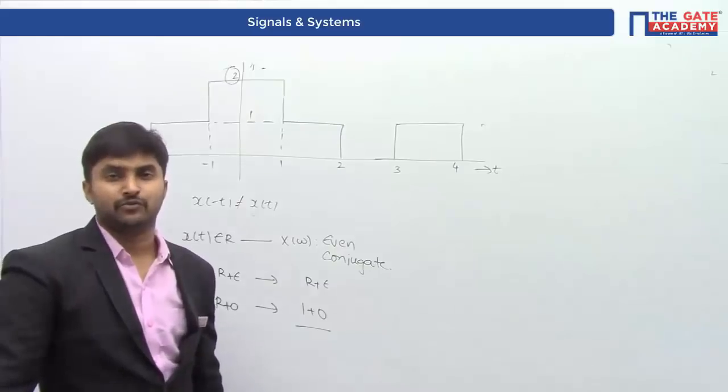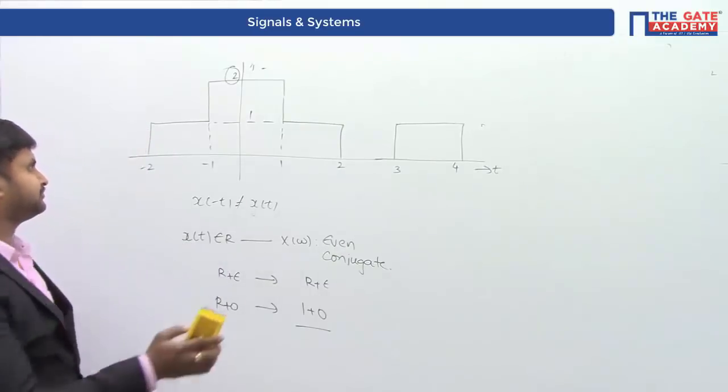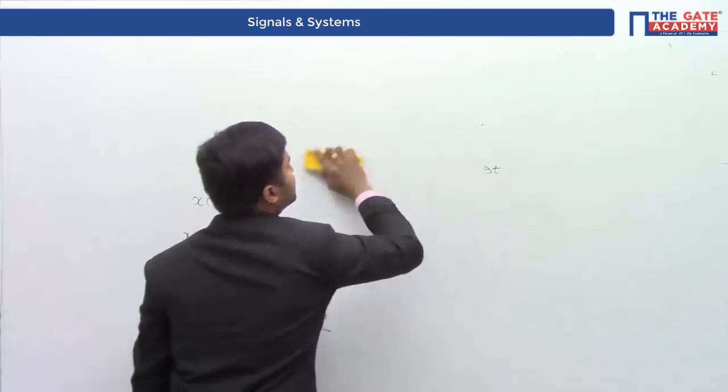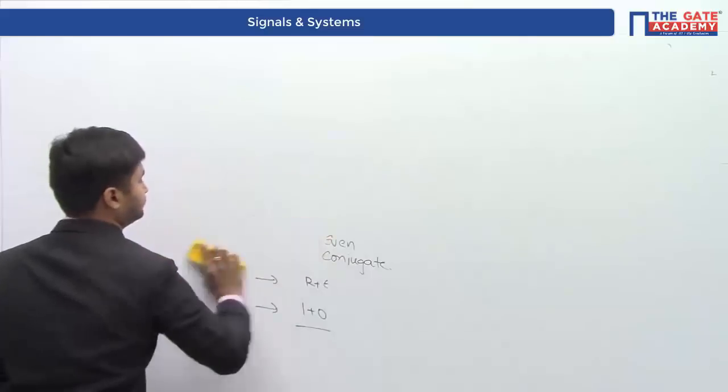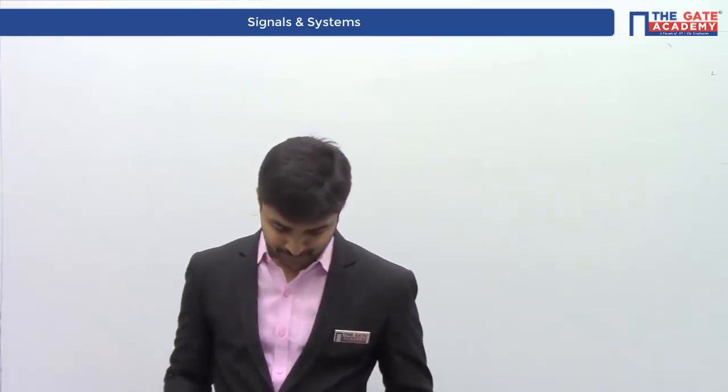So with this we complete the fourth question, which is based on the Fourier transform. Now let us enter into the fifth part of the question. Now let us go into the sixth question.